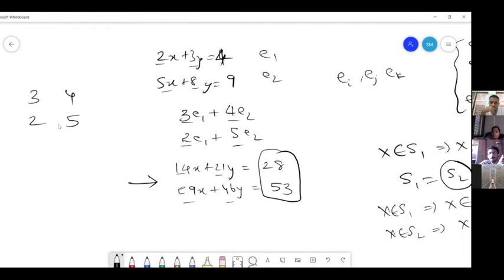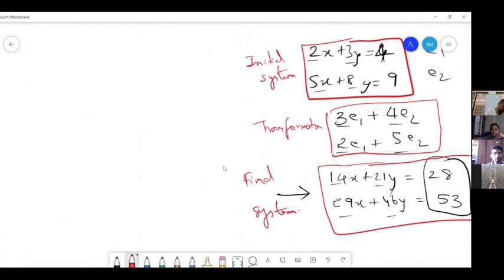So we are seeing a linear combination is one way of transformation which is somewhat preserving the solution space. You can say that it covers every equivalence. So I have this 2, 3, 5, 8. I'm just ignoring the x and y from the initial system. The transformation that I am doing is with 3, 4, 2, and 5. So 3 times E1 plus 4 times E2, and 2 times E1 plus 5 times E2.